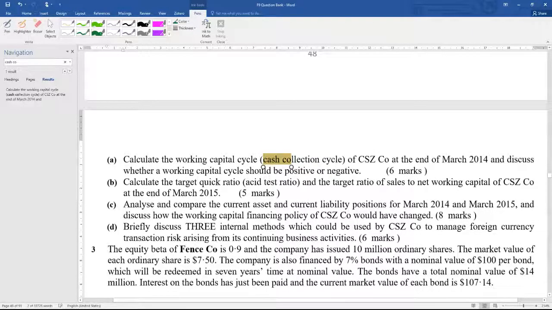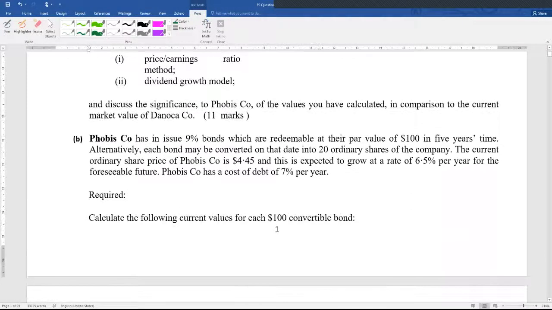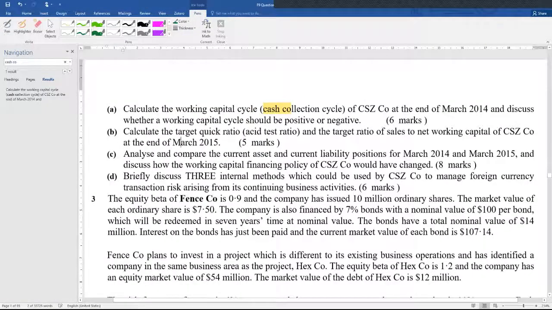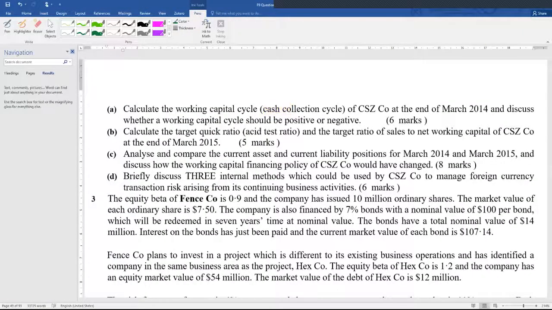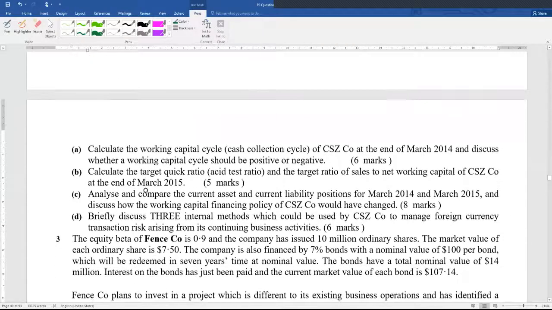Part A of the question is asking us to calculate the working capital cycle, the cash conversion cycle of the company, and discuss whether the working capital cycle should be positive or negative. By the way, should the cycle be positive or negative?